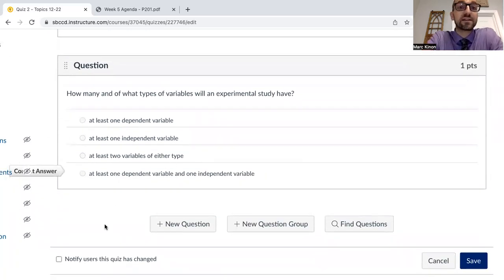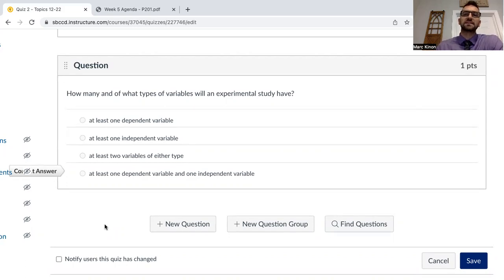How many and of what types of variables will an experimental study have? An experimental study needs at least one dependent variable and one independent variable. And we talked about this a couple lectures ago. Okay, remember my study where 100 students with depression showed up to the laboratory, and then some were randomly assigned to the one condition and some to the other condition. Okay, well, the independent variable is what varies among the participants, right?